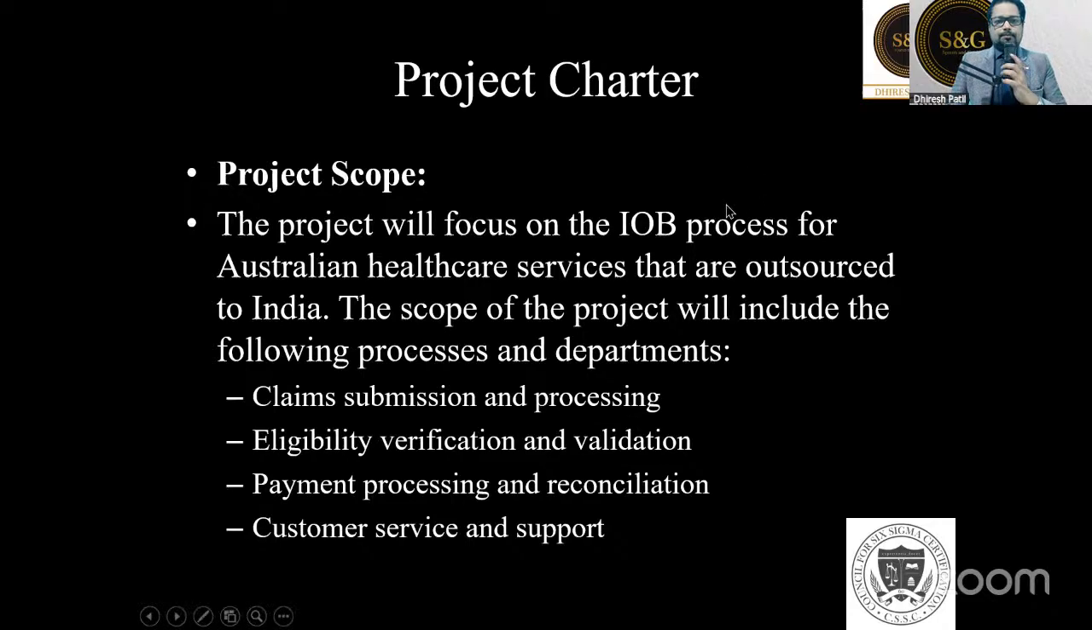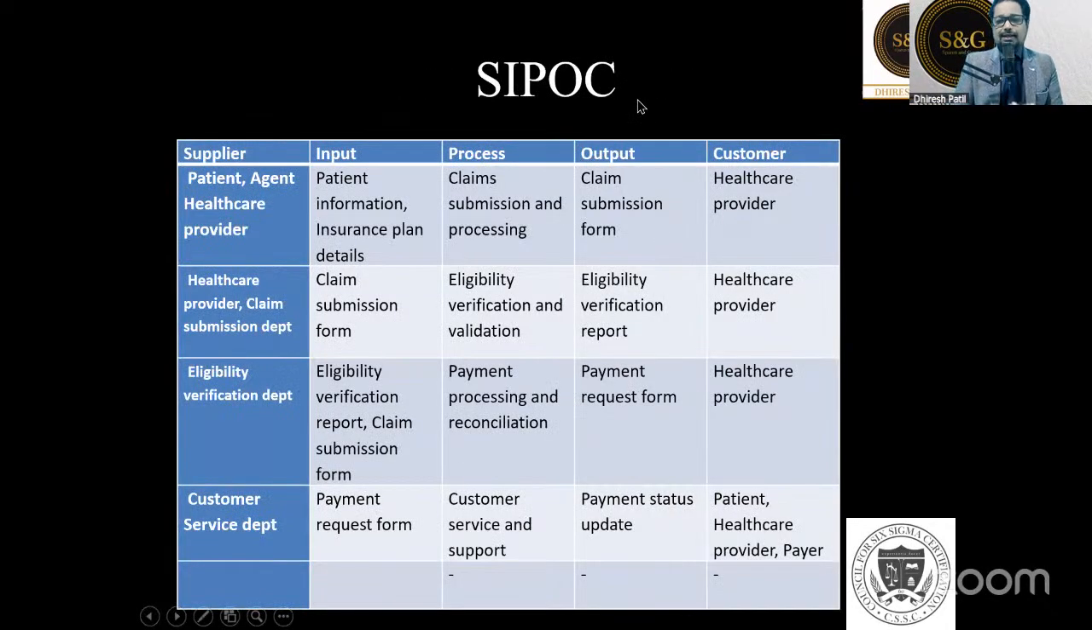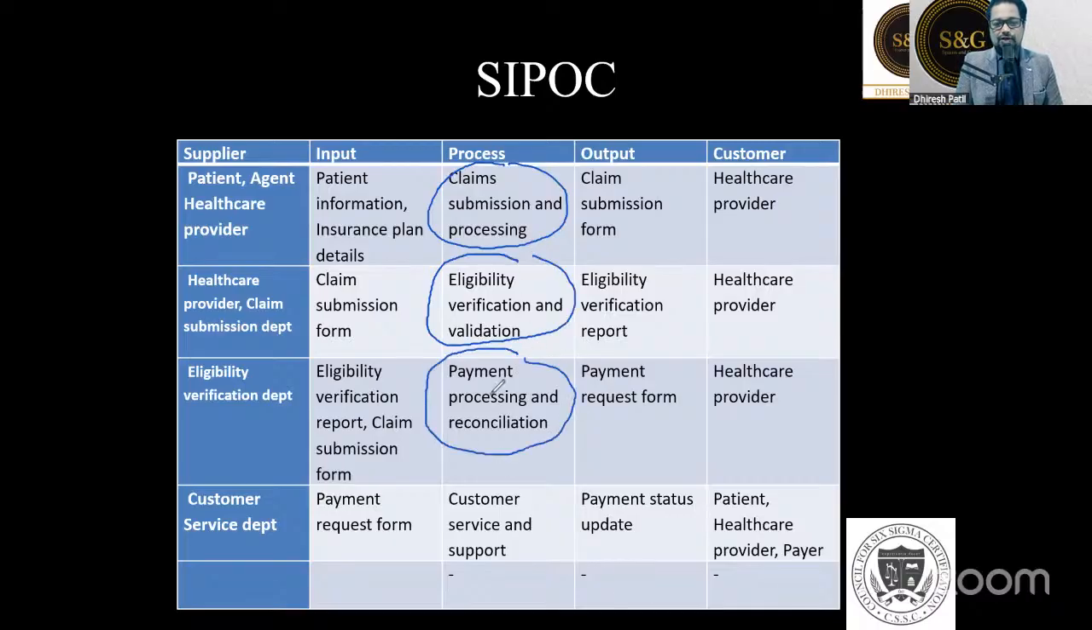All right. Then they have made a SIPOC. What is SIPOC? SIPOC is a very broad-level process map which defines all the 4 steps of the process: claim submission, then eligibility verification and validation, then payment processing and reconciliation, and then customer service and support. These are the 4 steps we saw in the last slide, which is the scope.